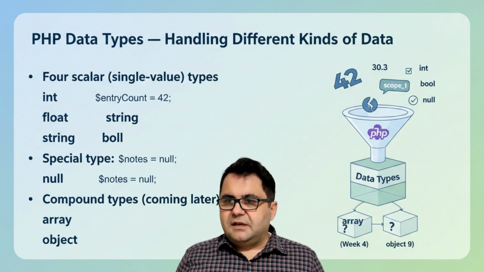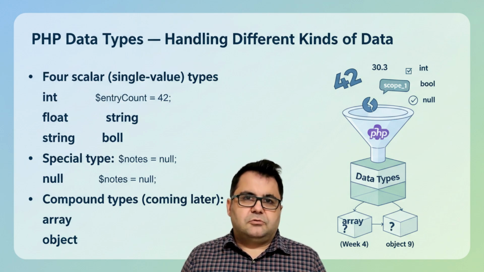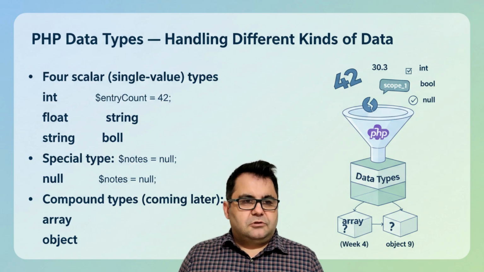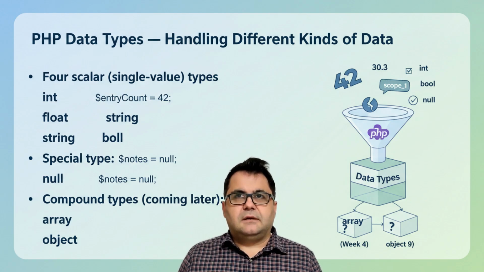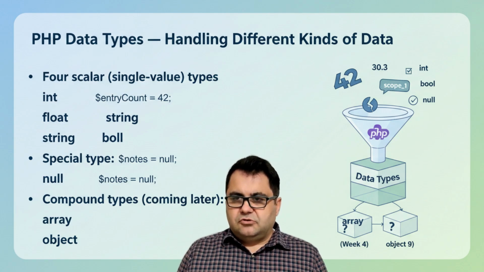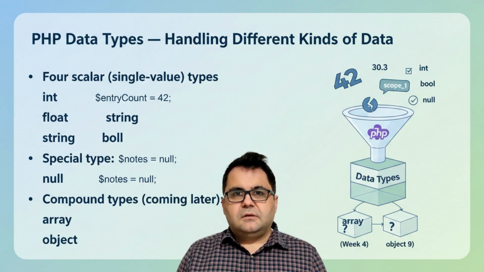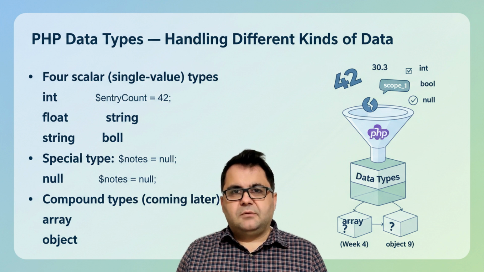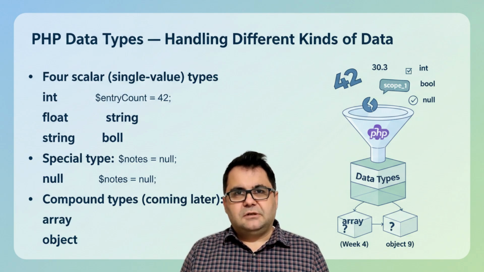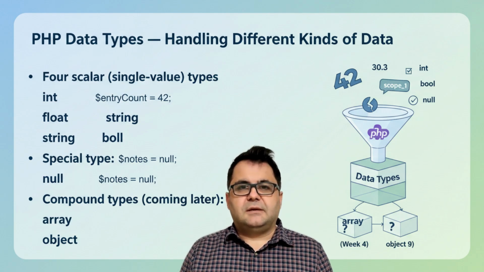PHP has 4 basic data types called scalar types, meaning they hold a single value. Integers are whole numbers useful for IDs, counts, and years. Floats are decimal numbers essential for emission values, percentages, and emission factors. Strings hold text: source names, scopes, reporting periods. And Booleans are either true or false, perfect for flags like, is this entry verified? Then there's null, which represents the absence of a value, like when an entry doesn't have any notes. Later in the course, we'll learn about arrays for collections and objects for complex data structures. For now, let's understand these basic types deeply.